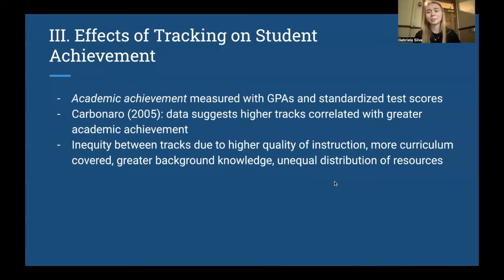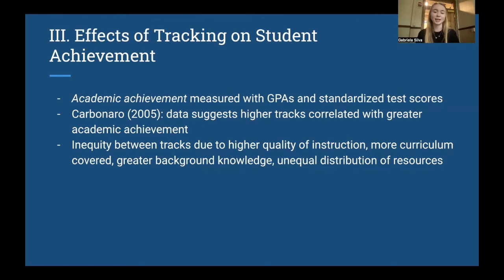So I think it's important to begin by defining academic achievement within the academic literature that we've been looking at. So in order to quantify academic achievement, researchers are going to be looking at students' GPAs and standardized test scores, which obviously isn't all encompassing of students' academic achievement, but those are the parameters that we're looking at when we are discussing academic outcomes for students.